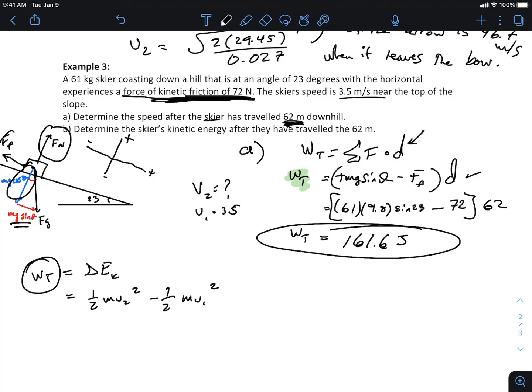So if the work that's done is positive, you better expect that the velocity increases by the time they get to the bottom of the hill. And that seems to have been intuitive, right? But this is the physics behind why.